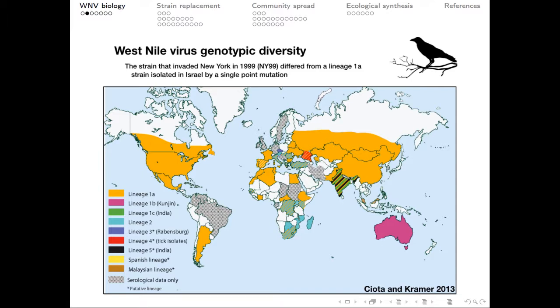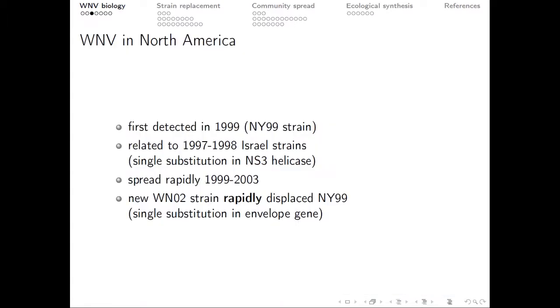A little bit more natural history. This virus is all over the world. The lineage that's in Australia is quite mild in mammals, so it's not of particular public health concern. Lineage 1A is around most of the world and didn't make it to North America until quite recently. It emerged in North America in 1999 from Israel, and I'll show you a little bit of evidence there.